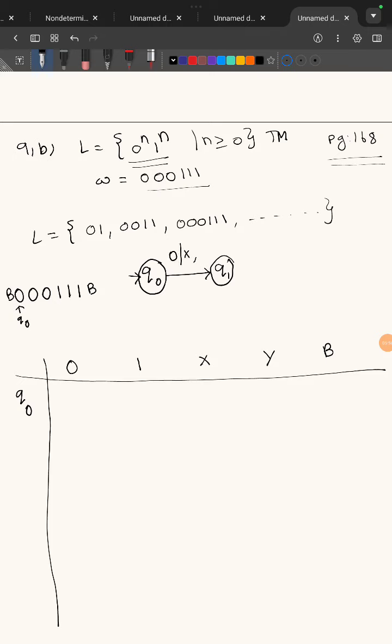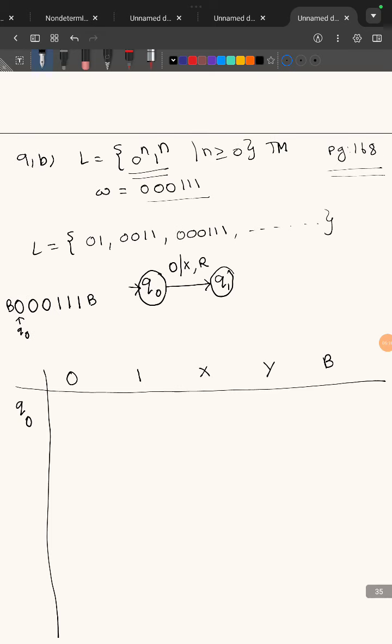I will move my pointer to the right hand side, because after changing the 0 to x, we have to move towards the right to check whether there is a 1 for the checked 0. So that is what we are going to do. How can we write it in the transition table? From Q0 I am going to Q1. The 0 present over here is converted to x, and the direction is now right hand side. So basically my pointer will move from there to here.